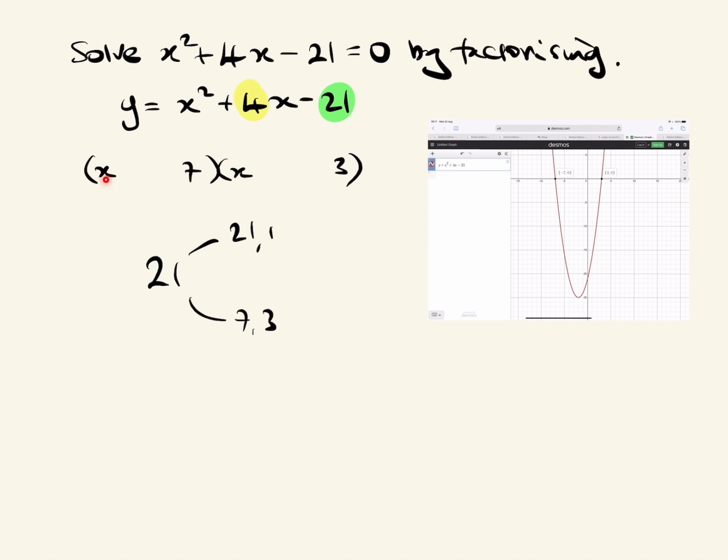And then when we multiply out, we're getting our x squared, as we said. We then get 3x, and then we'd get 7x. And we want that 3x and 7x to make positive 4x. Well, if we've got minus 3x and positive 7x, we do get positive 4x. And then we just have to check that we're getting our minus 21 at the end. And at the end, we've got plus 7 times minus 3, so it does give us the minus 21.